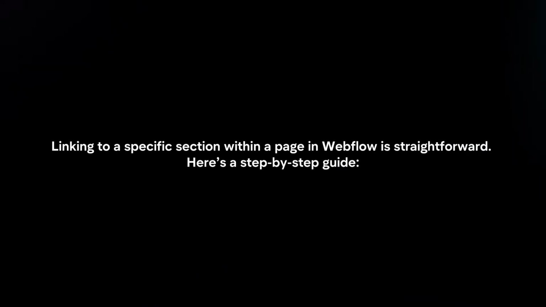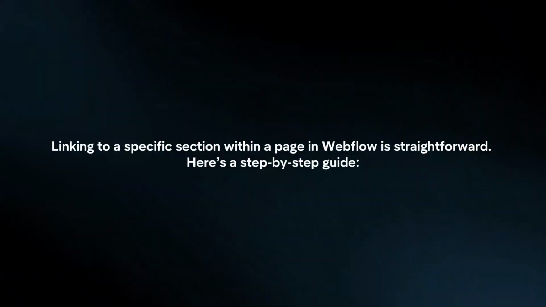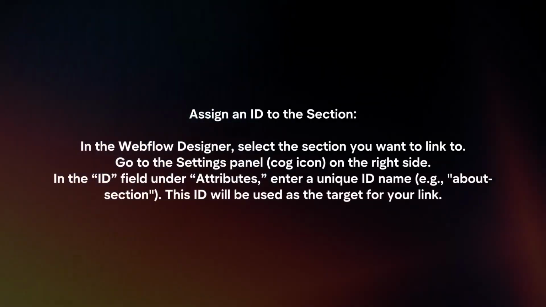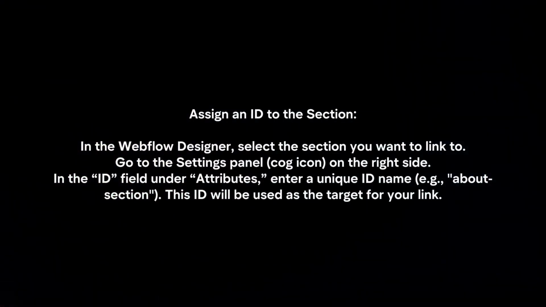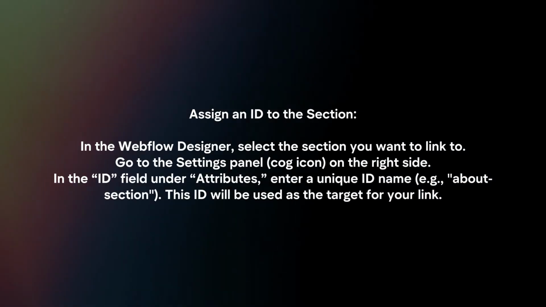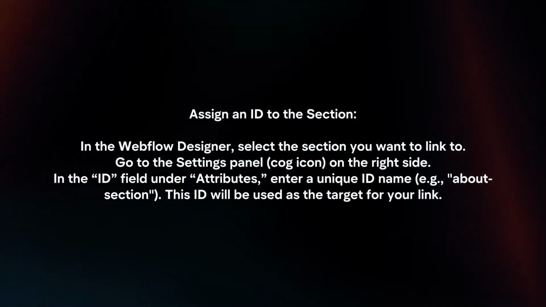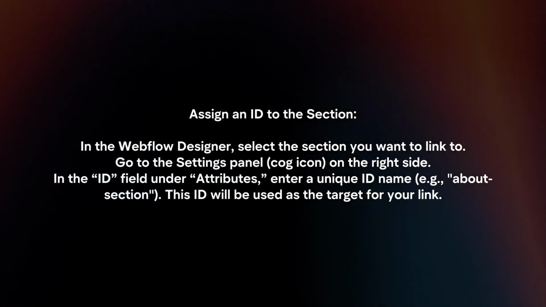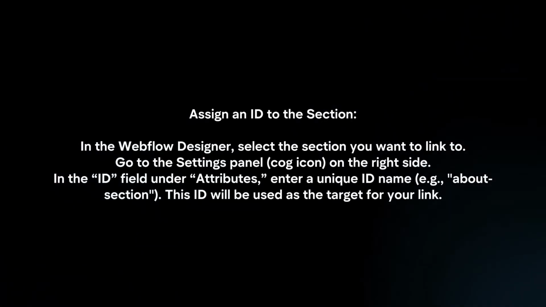Linking to a specific section within a page in Webflow is straightforward. Here's a step-by-step guide. Assign an ID to the section. In the Webflow designer, select the section you want to link to. Go to the settings panel on the right side. In the ID field under attributes, enter a unique ID name. This ID will be used as the target for your link.